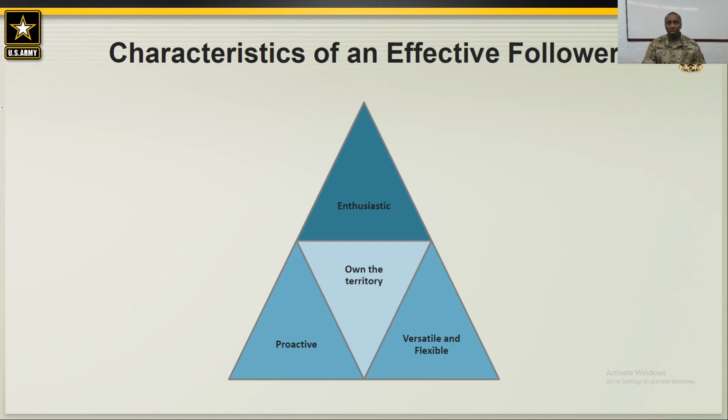Next, you have to own the territory. A proactive follower critically considers policies and actively presents suggestions up the chain of command that will directly contribute to the unit's success. Making a unit better is the task that needs to be owned by the followers within the units and the squadrons.